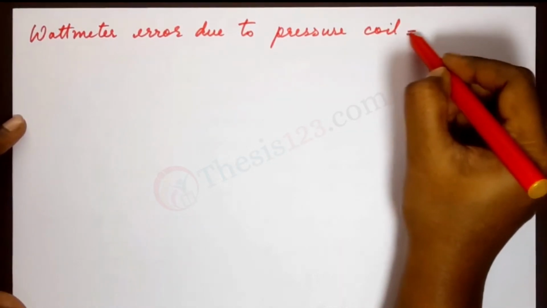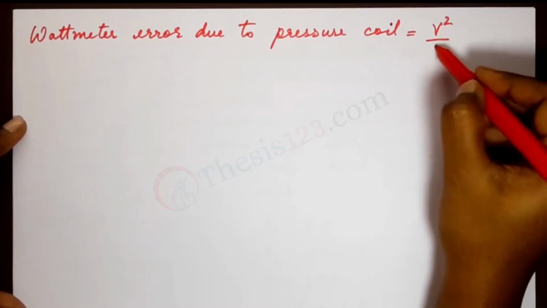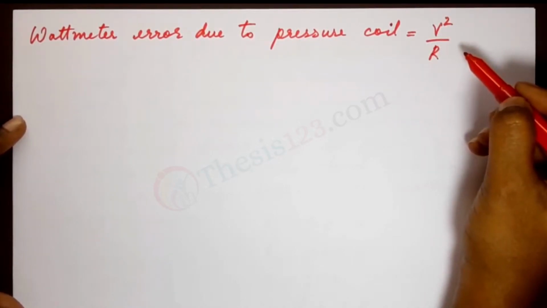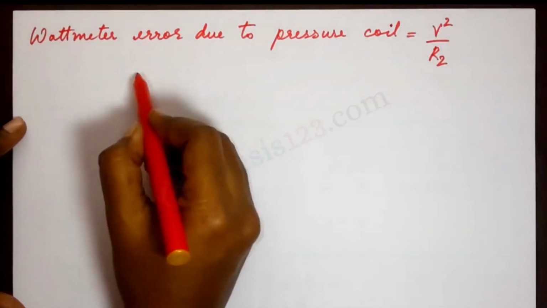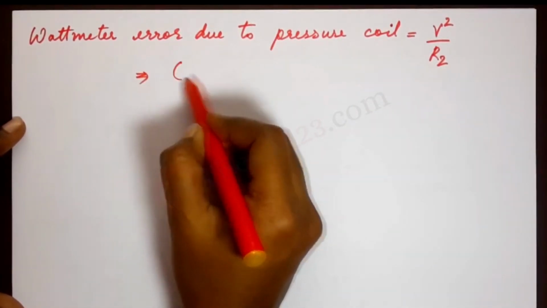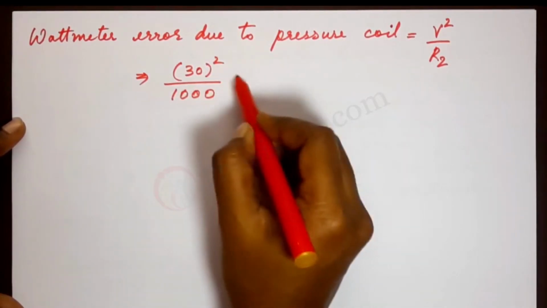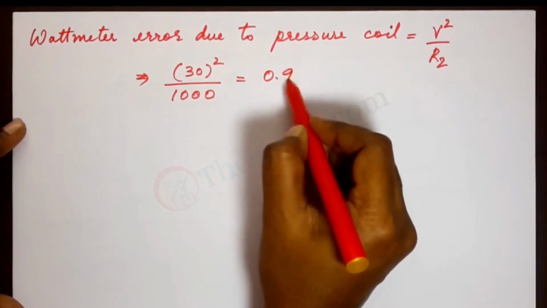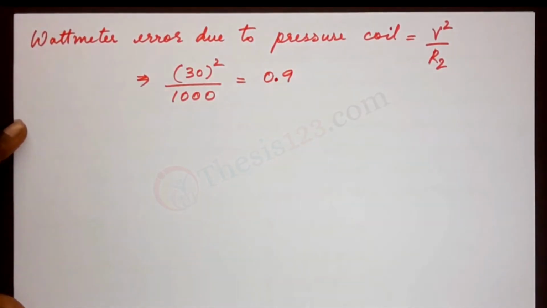So the wattmeter error due to pressure coil is given by the expression V square by R. Now since we are talking about pressure coil, this would be R2. So V square by R2 would be 30 square divided by 1000, and that comes to 0.9. Now our next step is to calculate the wattmeter reading.